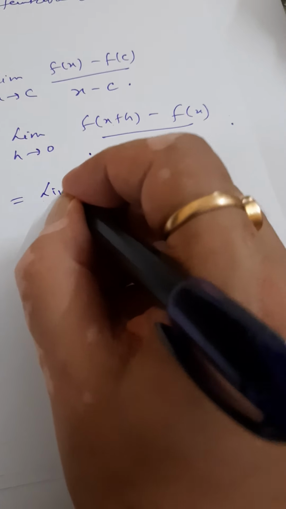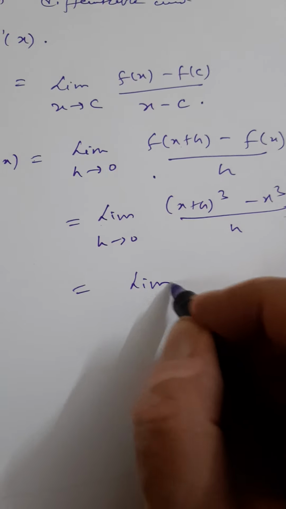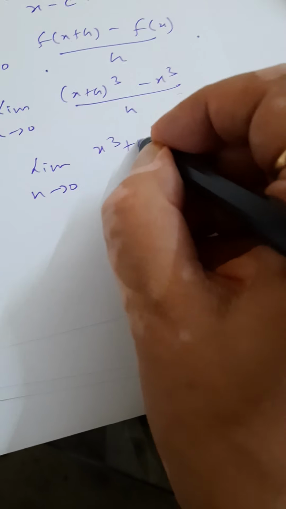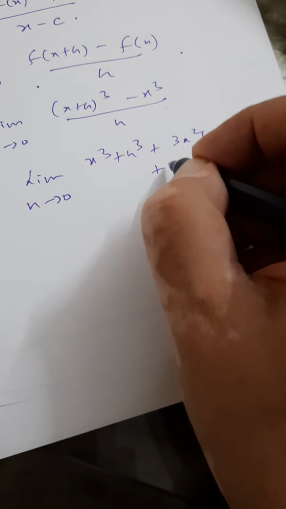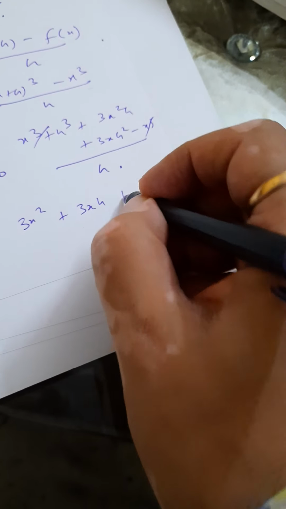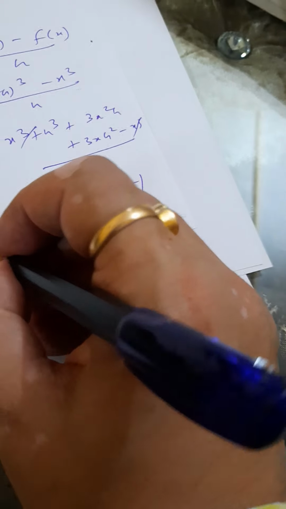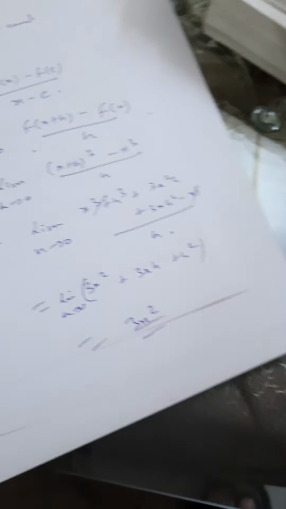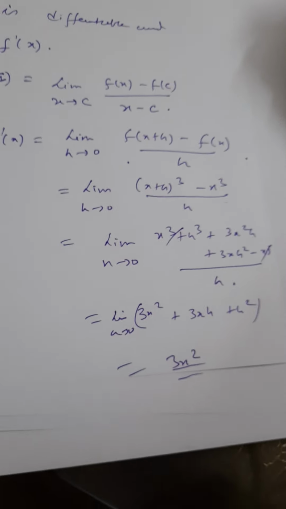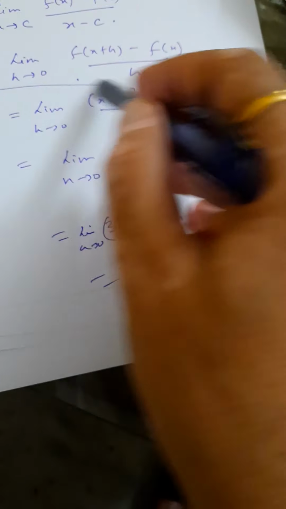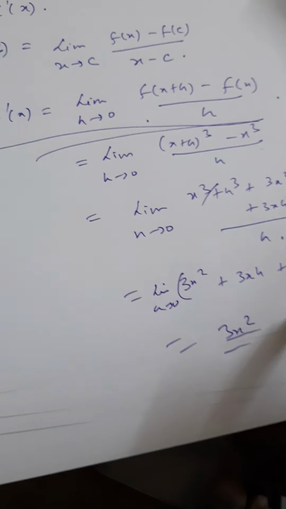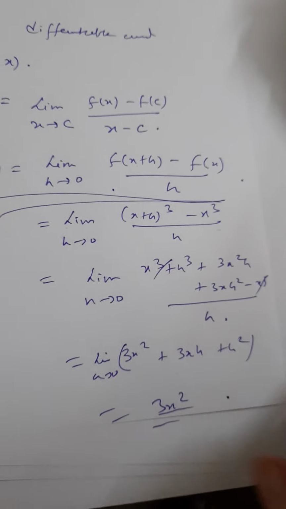So this is limit h tends to 0 of ((x plus h) whole cube minus x cube) by h. Solving it, this becomes limit h tends to 0 of (x cube plus h cube plus 3x square h plus 3x h square minus x cube) upon h. Now this is 3x square plus 3xh plus h square, limit h tends to 0, so that's 3x square. To find f dash x we have to use this definition. The derivative of 3x square we will then take in the same way, and it comes to 6x.